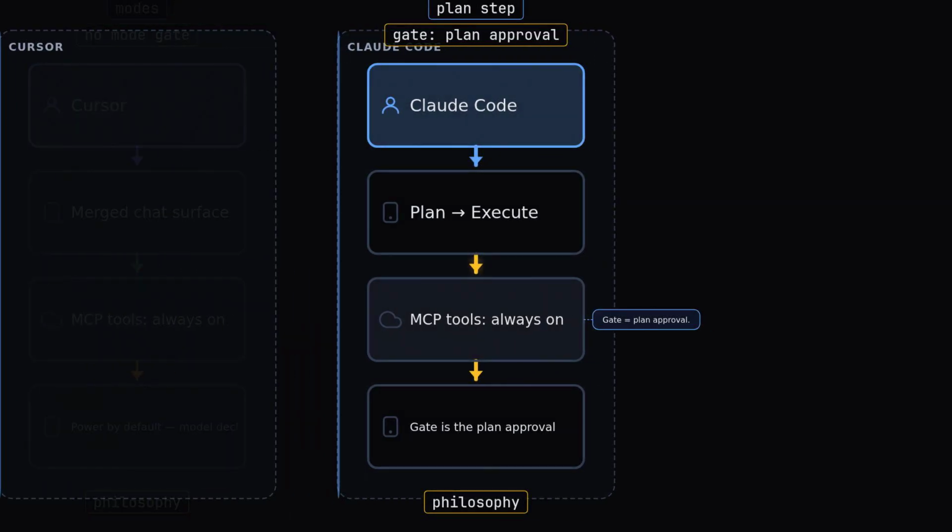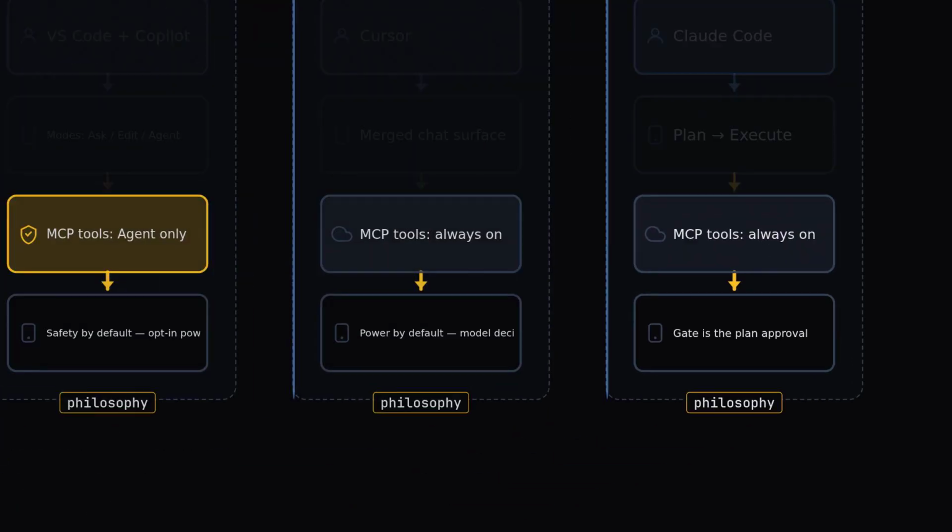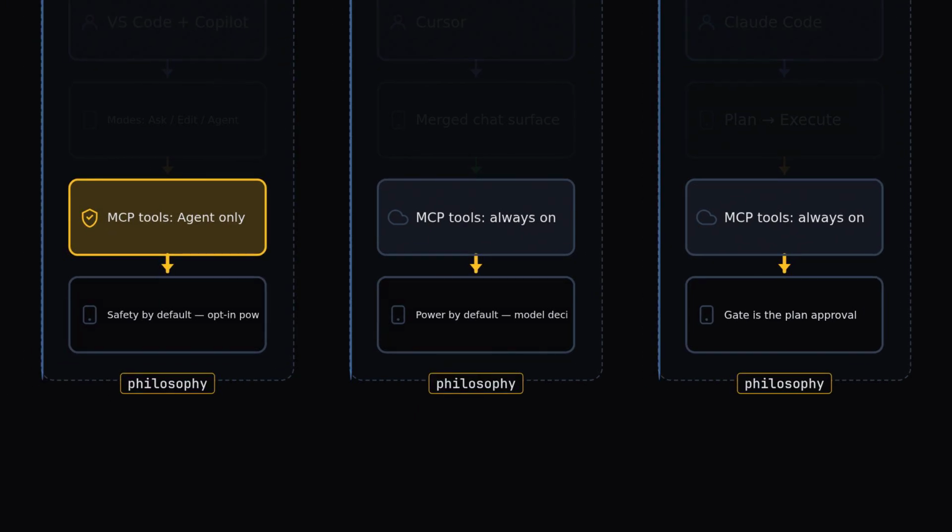Claude Code splits the difference. Tools are available, but the agent must show you its plan before it runs them. Power available, supervision deferred to the plan step. Same capabilities, 3 different places where the editor draws the safety line. The capability is universal. The gate is a design choice, and the gate tells you what each tool prioritizes.